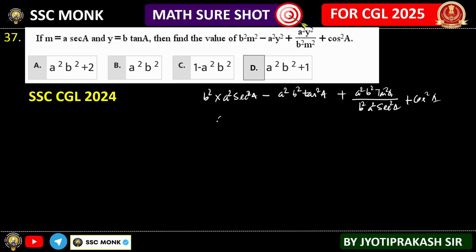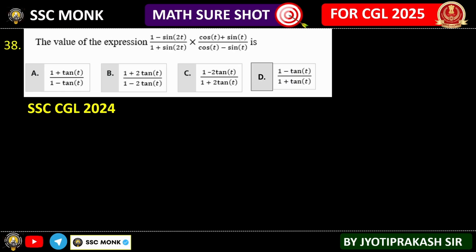Now see here, a²b², if I take common, sec²A minus tan²A is equal to 1, plus a²b² gone, tan² by sec², that can be written as tan² into cos², that can be written as sin² plus cos², that can be written as a²b² plus 1. Answer option D. Clear? Sorted? Simple.